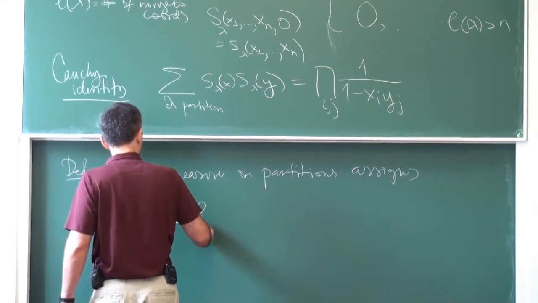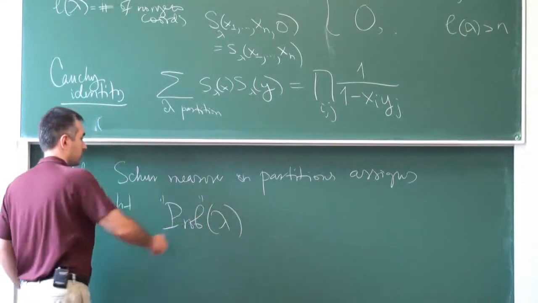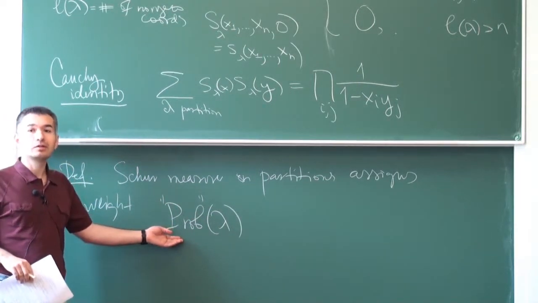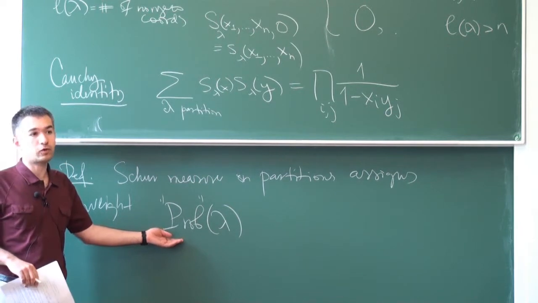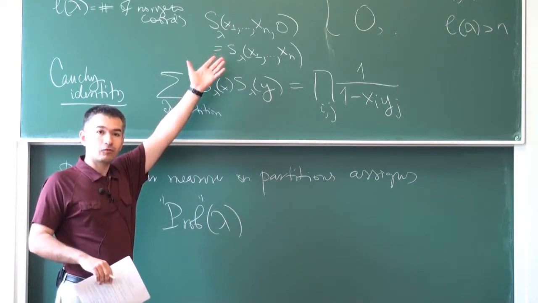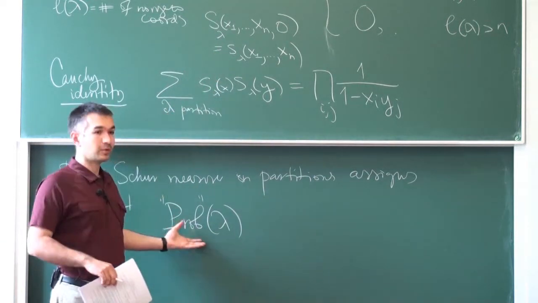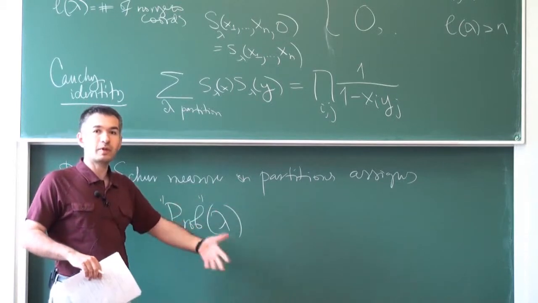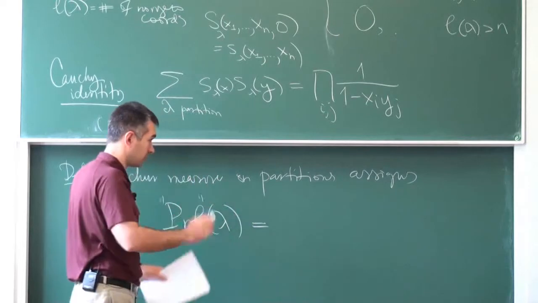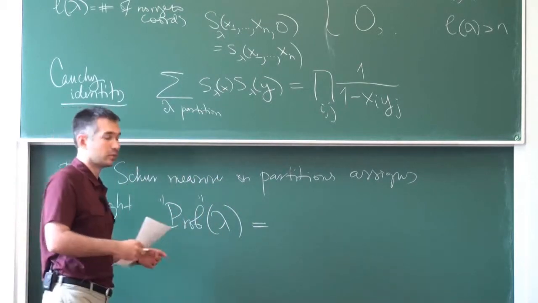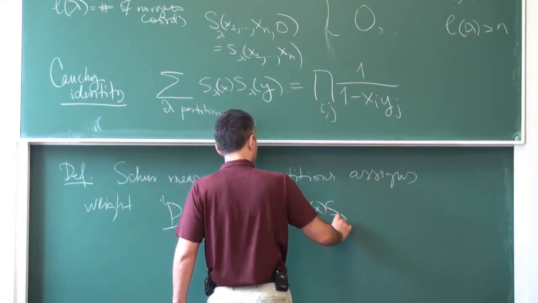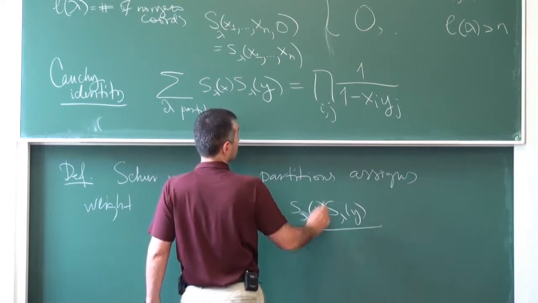So I'll write probability of lambda. Now this probability should be taken with a grain of salt. This probability may be negative. It can also be viewed as a formal object. If I view Schur functions as formal objects in infinitely many variables, then this probability will live in some completion of the space of formal power series and so on. But I'm not going to concentrate on that. In the particular case I'll be interested in, this will actually be probability. So this is S lambda of x, S lambda of y, divided by that product.